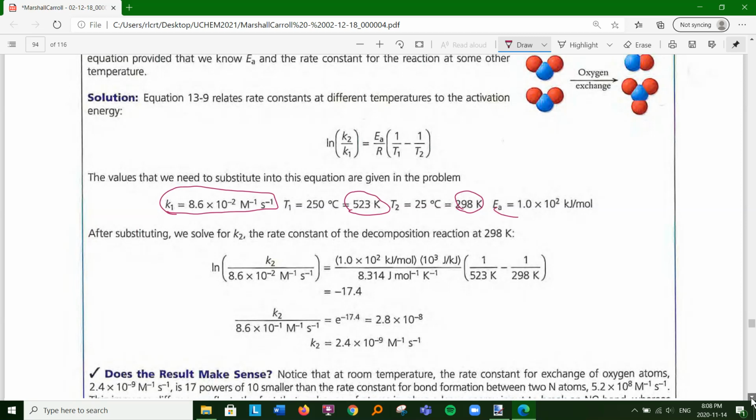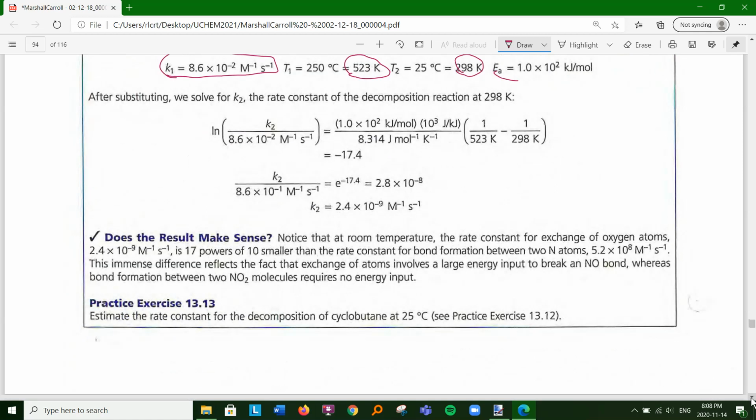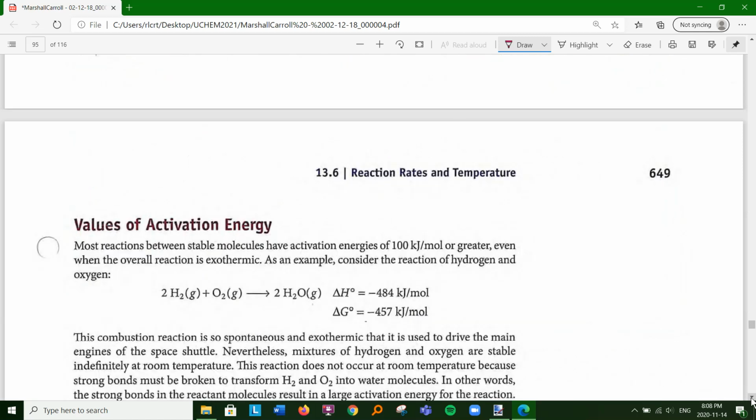Okay? The immense difference reflects the fact that exchanges of atoms involve a large energy input to break an NO bond. Okay, so that is a good way to look. To always compare things, you know, does it make sense? If it's a lower temperature, you're going to have a lower k value. And you can try practice exercise 13.13 on your own.